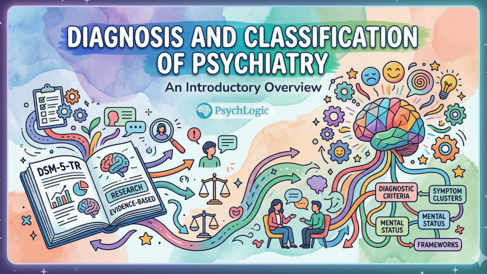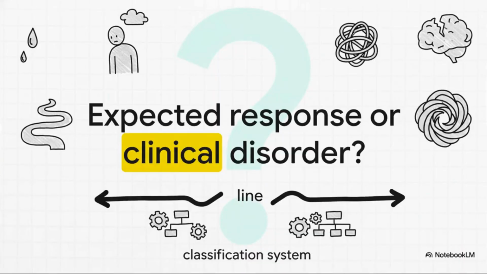How on earth do you organize something as incredibly complex and mysterious as the human mind, especially when it's in distress? Well, that's pretty much the fundamental challenge of psychiatry. In this explainer, we're going to unpack how the field tries to create some order from that chaos, all through diagnosis and classification. Think about it for a second.